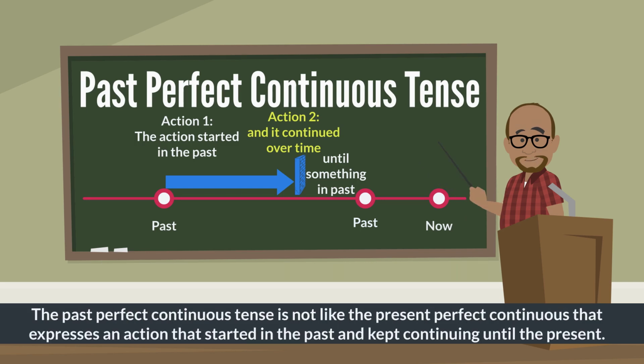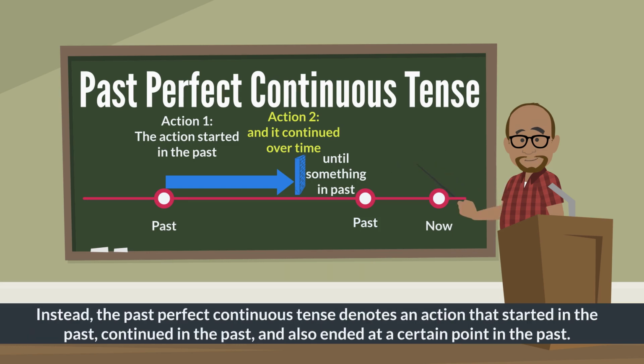The past perfect continuous tense is not like the present perfect continuous that expresses an action that started in the past and kept continuing until the present. Instead, the past perfect continuous tense denotes an action that started in the past, continued in the past, and also ended at a certain point in the past.